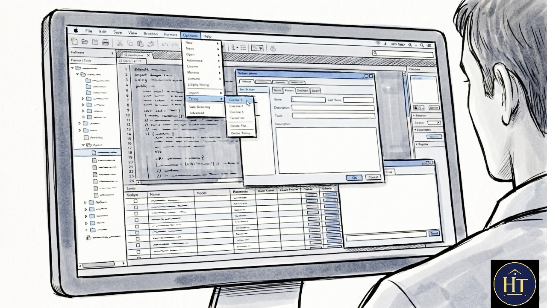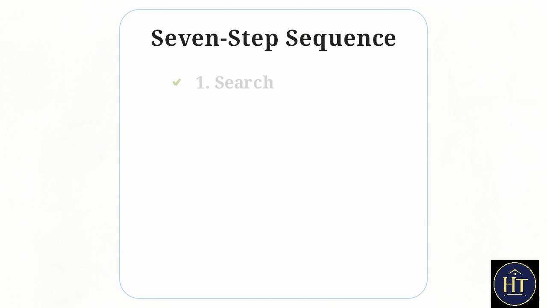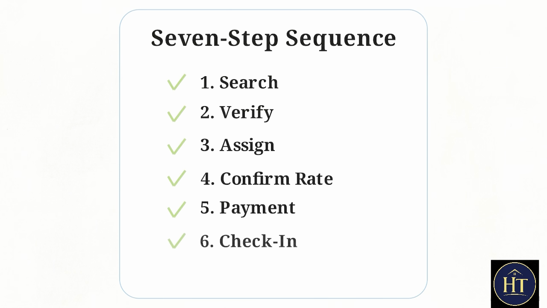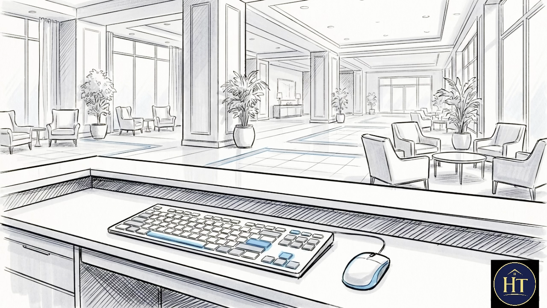A dense grid of codes, nested menus, and endless blank text fields. We are going to clear away that clutter. By isolating the exact buttons you need, we can distill that chaotic screen into a foolproof 7-step sequence for the perfect guest check-in. Before you greet a guest, you need your station prepared.